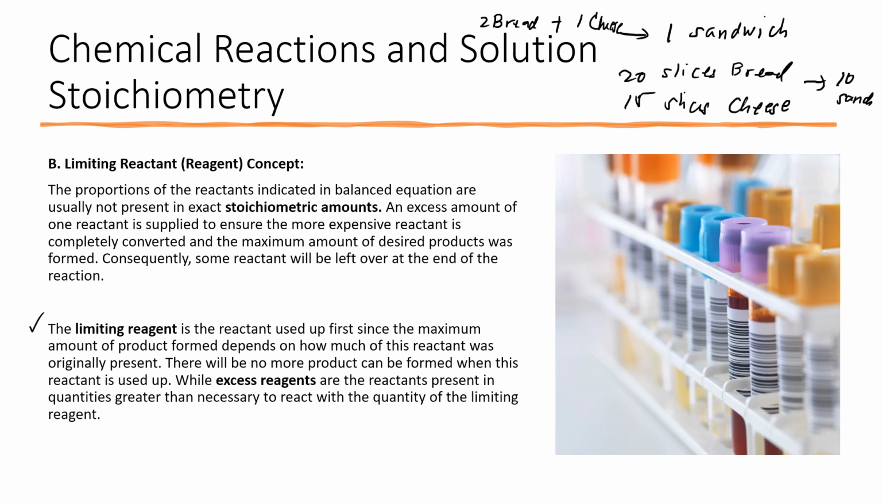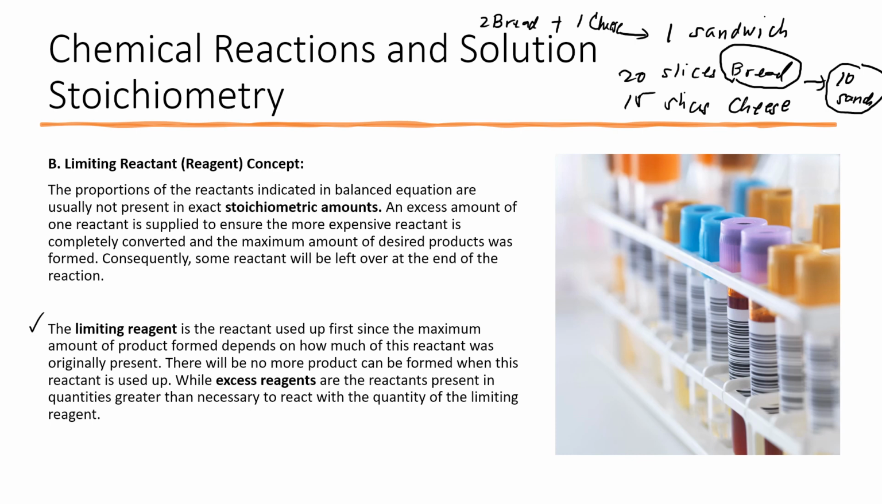So, alin ang naubos? Ang naubos sa atin yung bread, diba? So, may sobra pa tayong 5 slices ng cheese. So, ibig sabihin, ang limiting reactant natin ay yung bread kasi siya yung unang naubos at siya yung nagdikta kung ilan ang maximum na ma-produce nating sandwich. Okay, sana gets nyo yun. Yun ang concept ng limiting reagent.